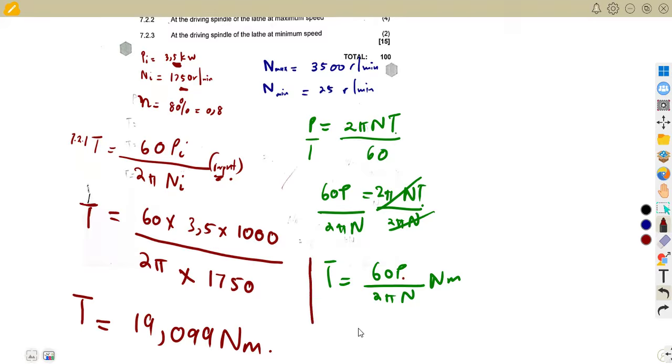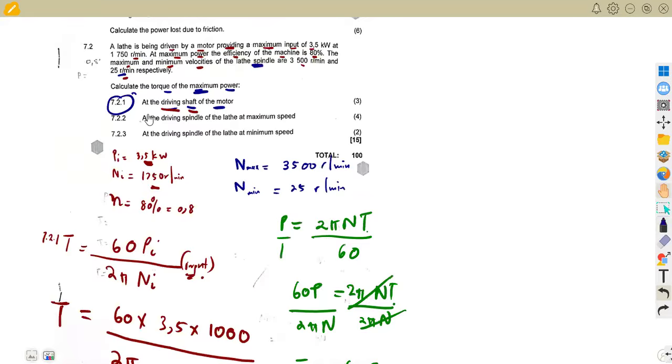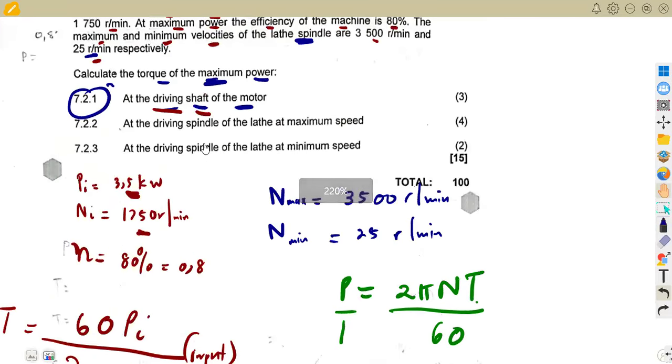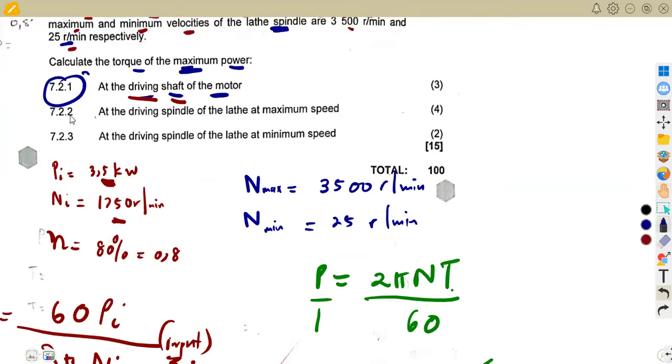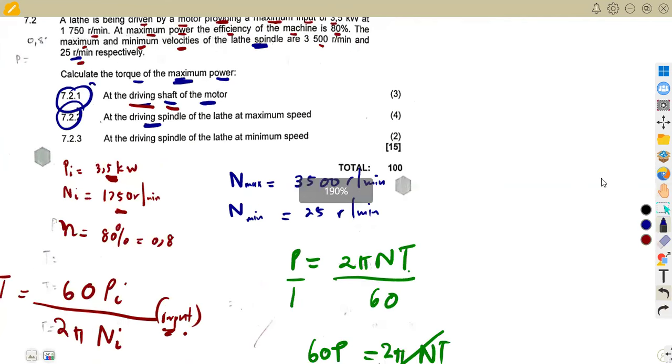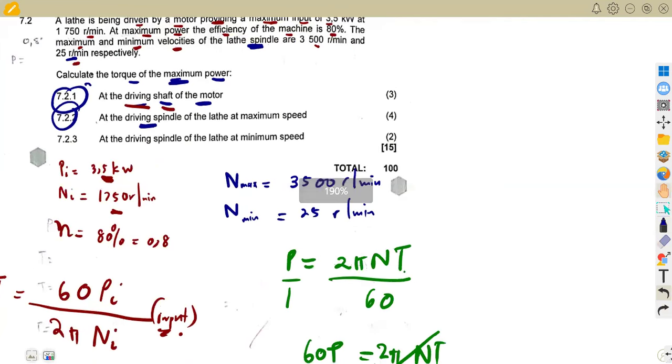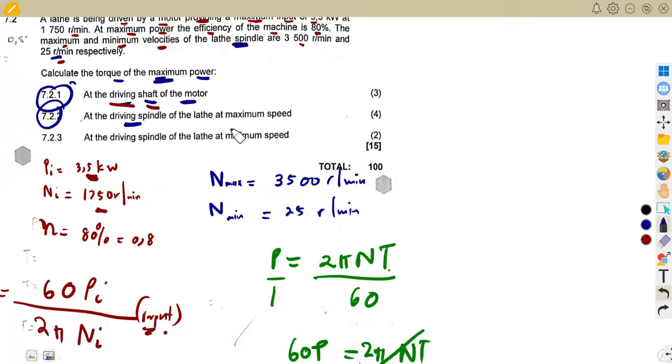So the formula for calculating the torque does not change. What changes are the conditions. Where are you working from? The driving shaft of the motor is the input. But at the driving spindle now, we are talking about the output. The spindle is now at the output. But they mentioned that the speed to be used must be at maximum speed.